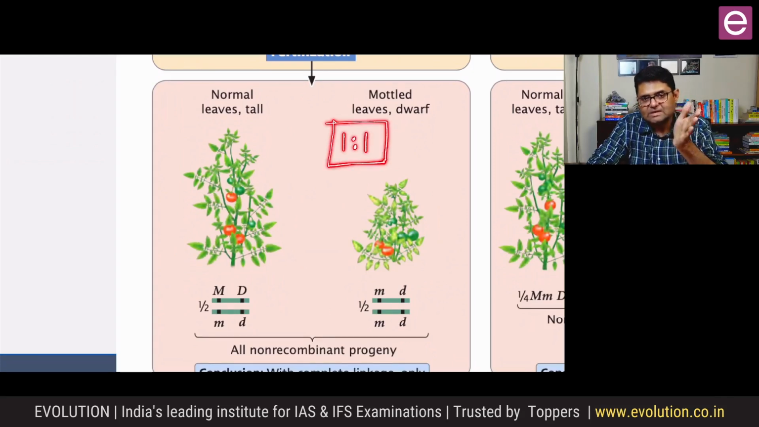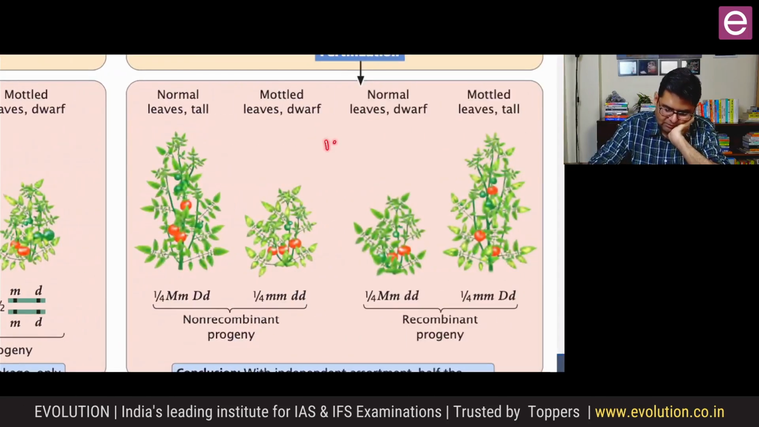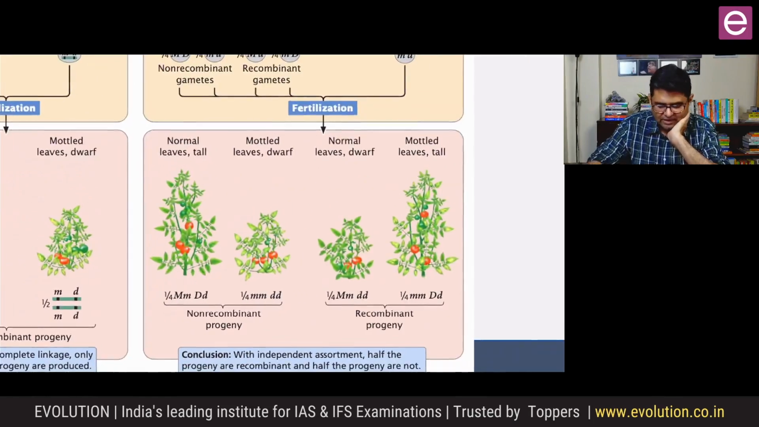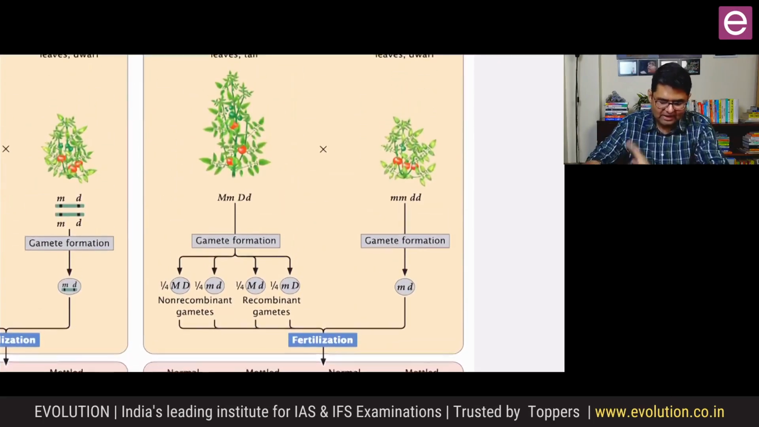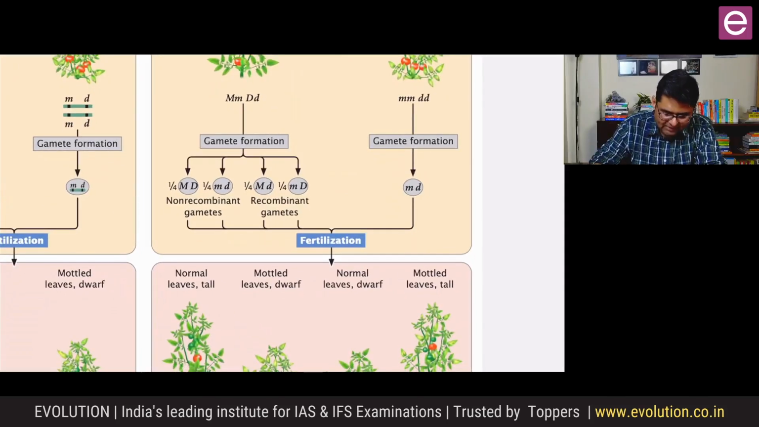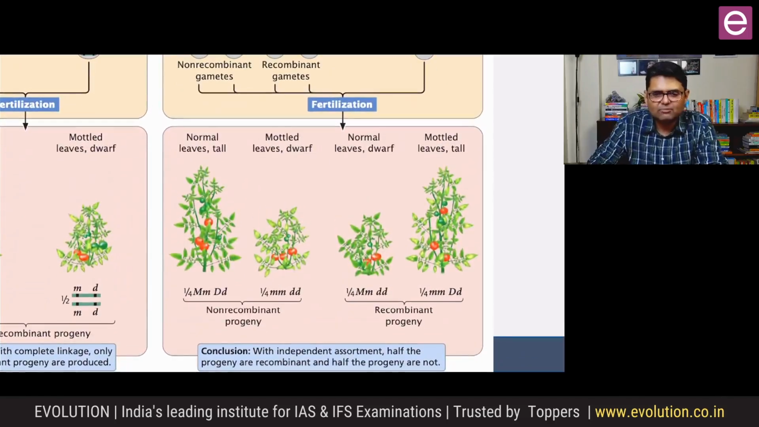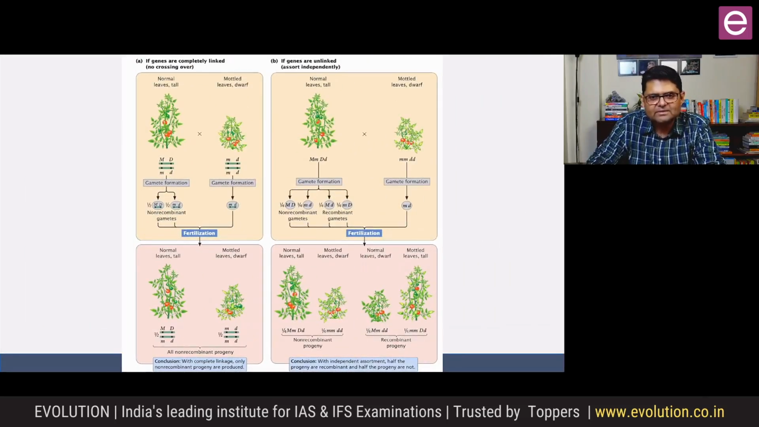But if it is assorting independently, the ratio will be 1:1:1:1. We have seen test cross in Mendelian genetics, correct? If the genes are on different chromosomes, all 4 types of gametes will be formed in equal ratio, and here only one type of gamete will be formed. So this is one very powerful method to detect linkage.